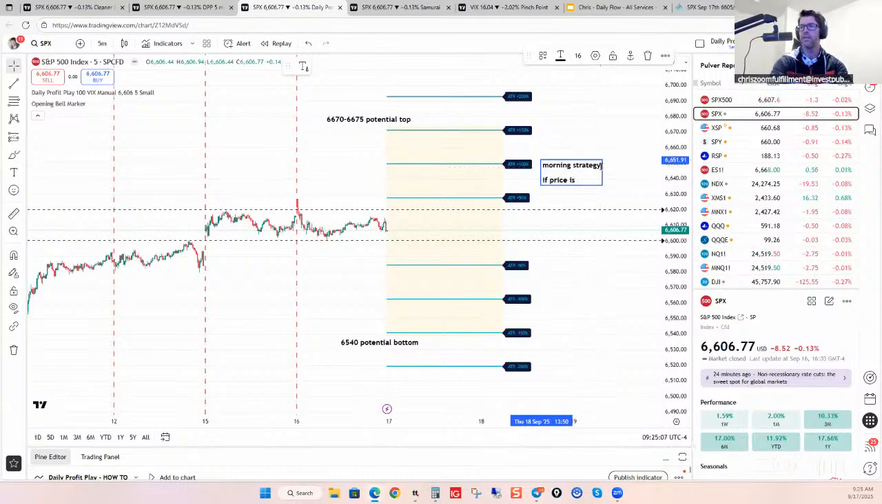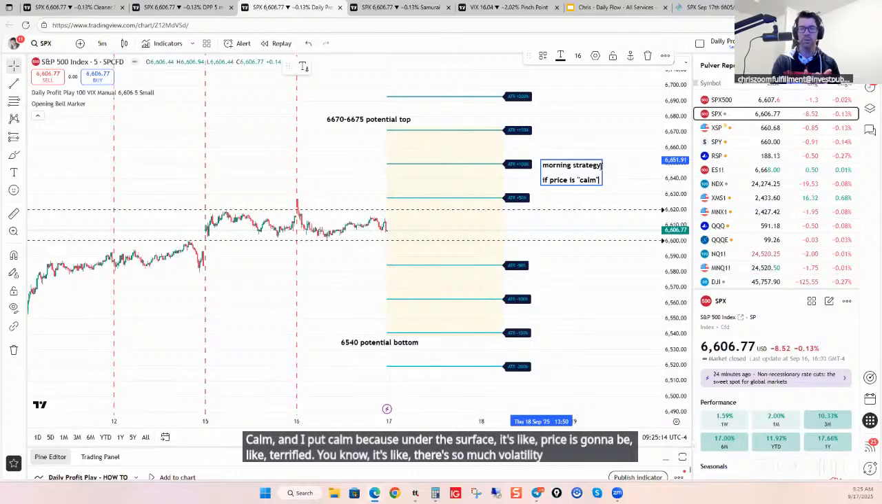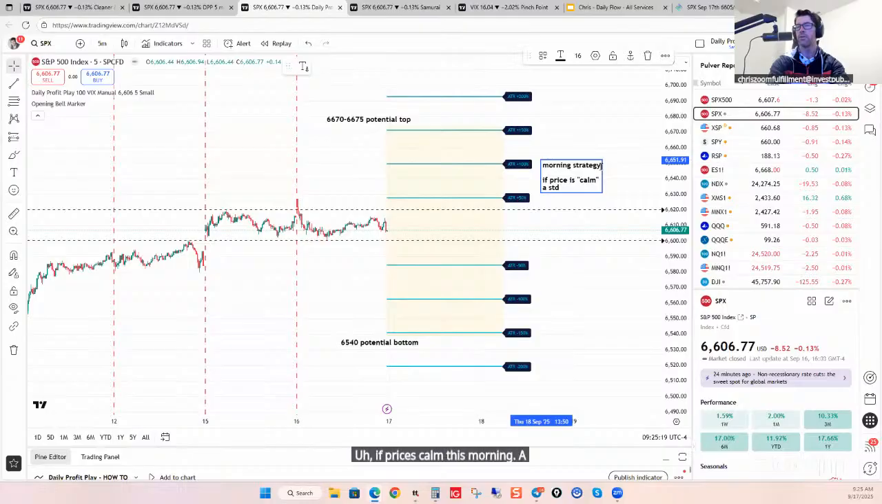If price is calm, and I put calm because under the surface, price is going to be terrified. There's so much volatility that's probably going to happen today. If price is calm this morning, a standard daily profit play is fine. The IV is generally sticky during major news, especially FOMC at 2 p.m. So it might take longer for time decay to close out our winner.